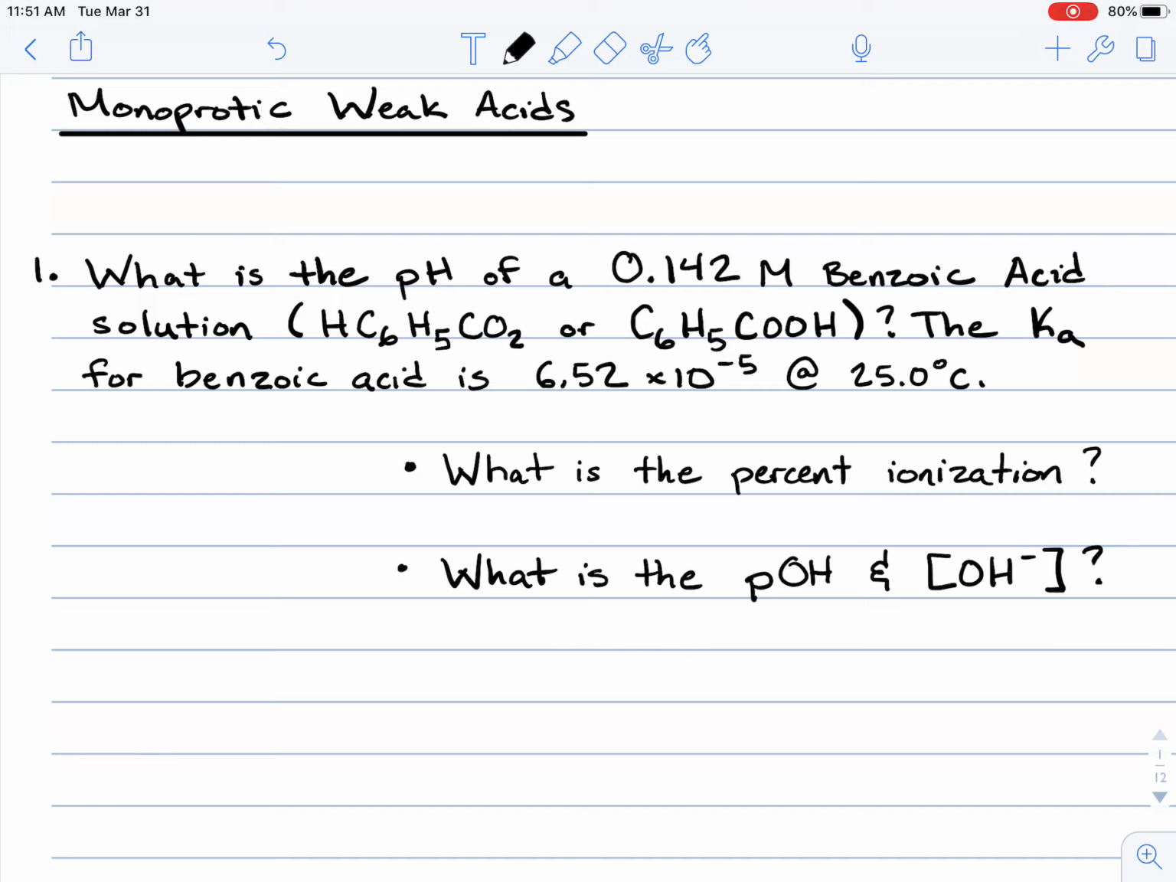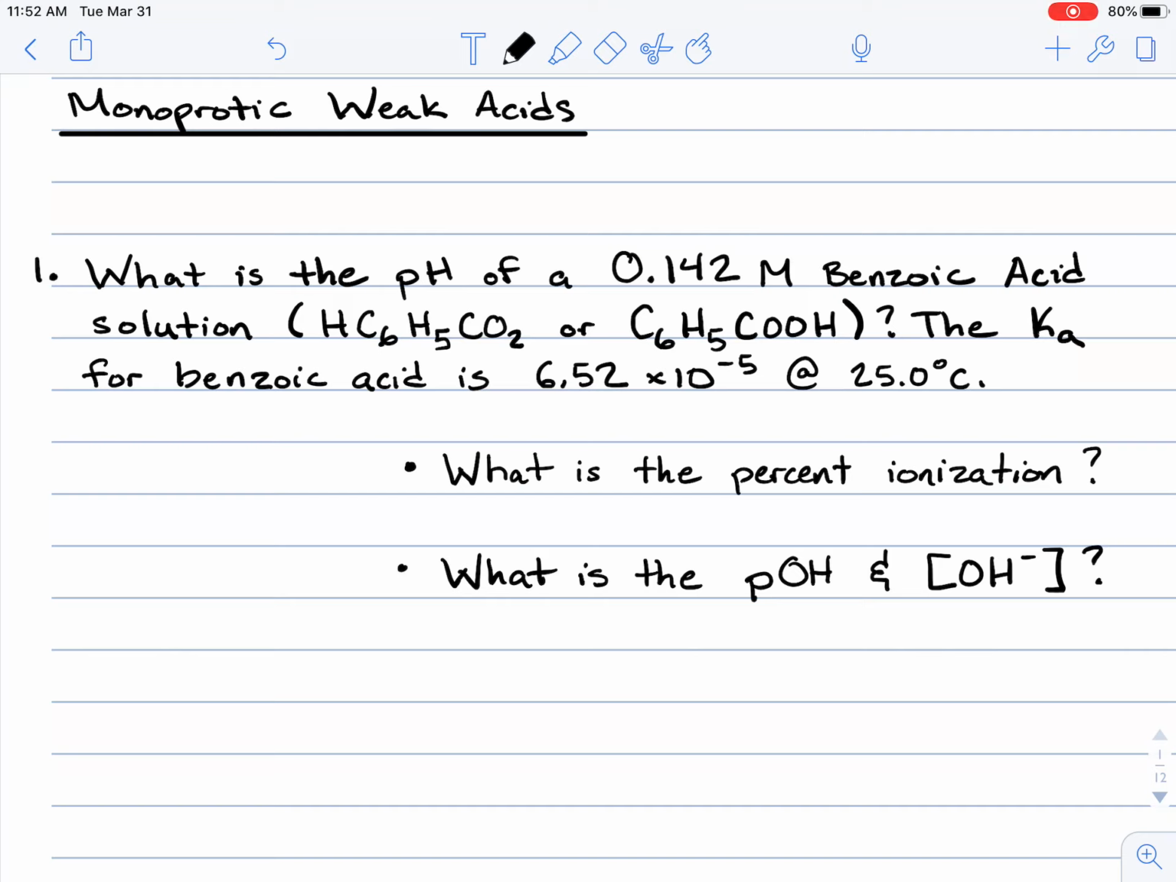So benzoic acid is an organic acid. It's an organic compound. For those who are moving on to organic chemistry, you are going to learn why it's written in two ways. Nonetheless, let's continue reading the problem. The Ka for benzoic acid is 6.52 times 10 to the negative 5 at 25 degrees Celsius. We're going to address the first question: figure out the pH of this specific molarity of benzoic acid. And then there's a couple of follow-up questions that we're going to address.